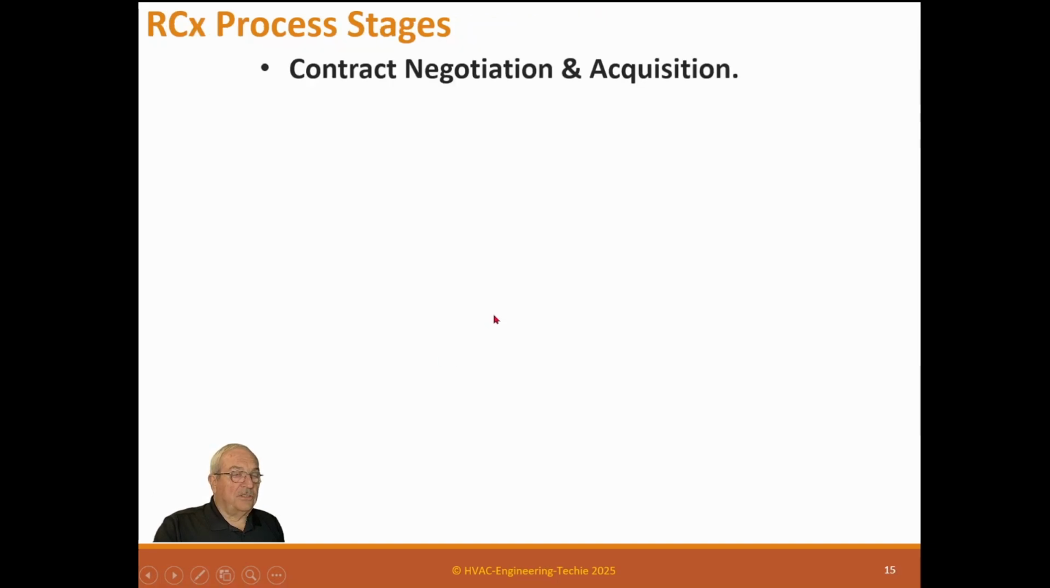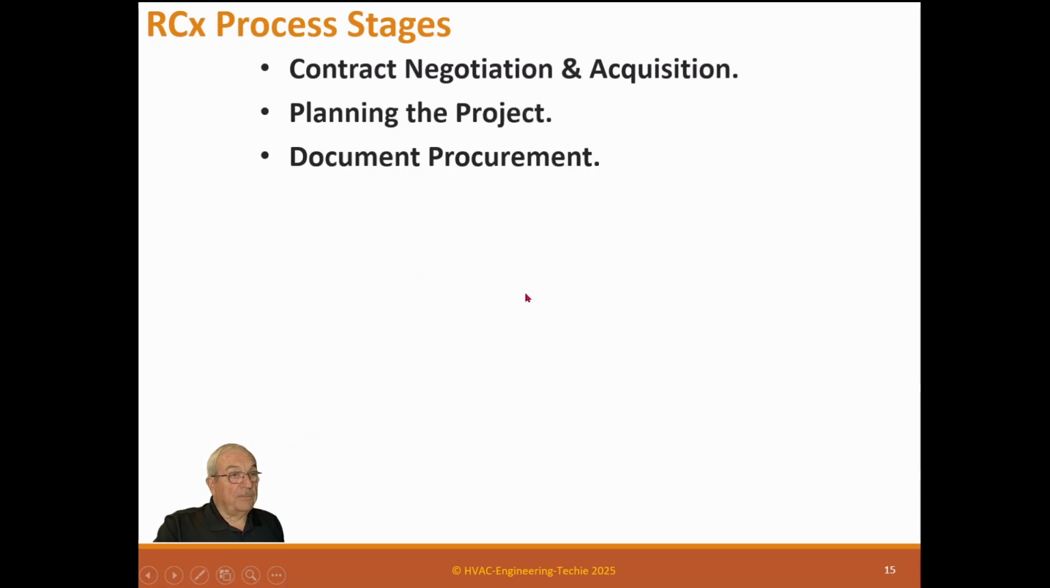So here are the stages. First stage is contract negotiation, acquisition. You have to actually get a customer to agree to what you want to do. Planning the project, you've got to pre-plan the project. You've got to do document procurement. And this is a little bit different because on a new building, it's not a problem because you've got all this stuff right in front of you. But on an existing building, it is somewhat of a problem.